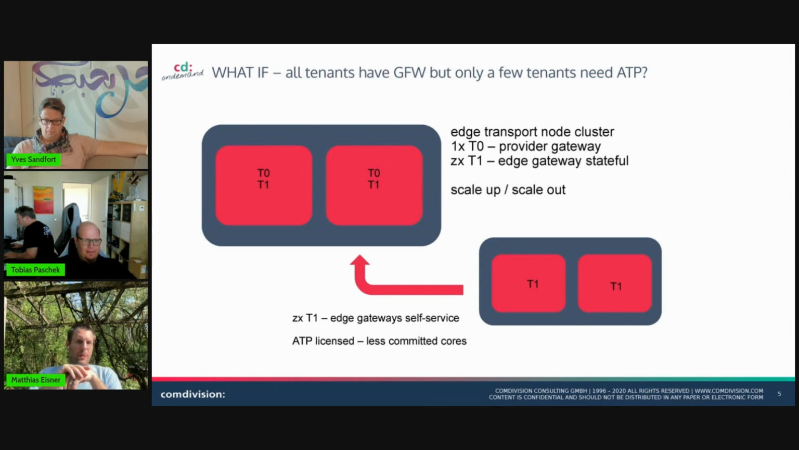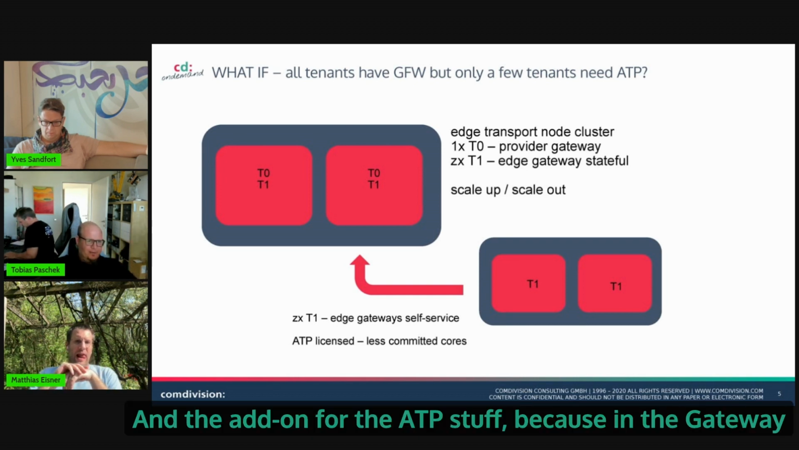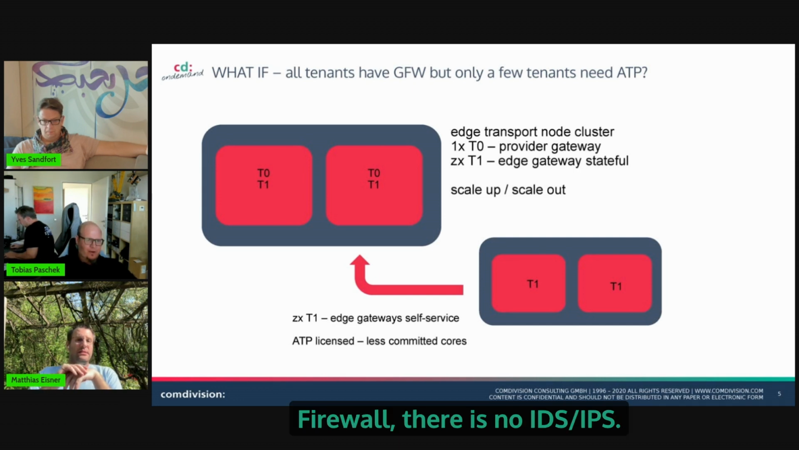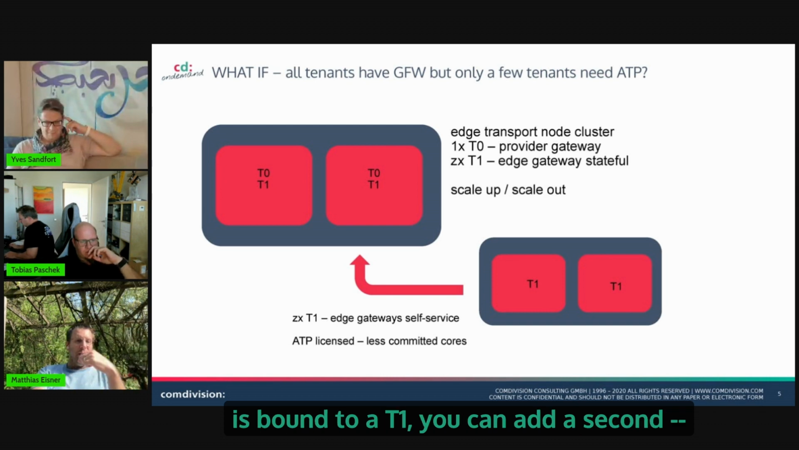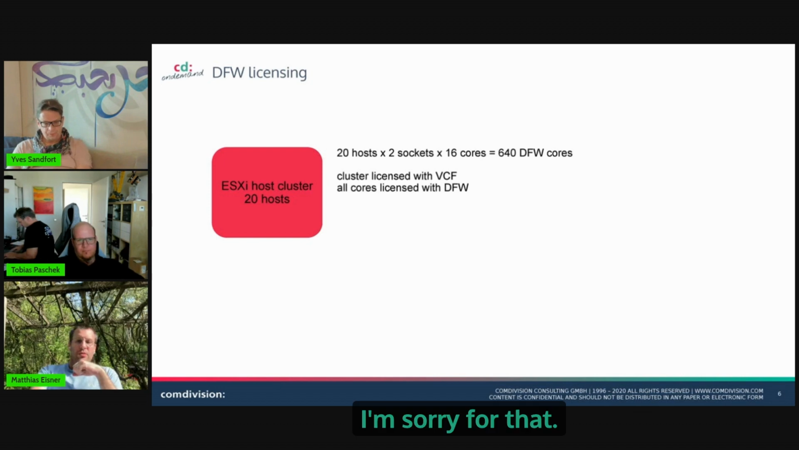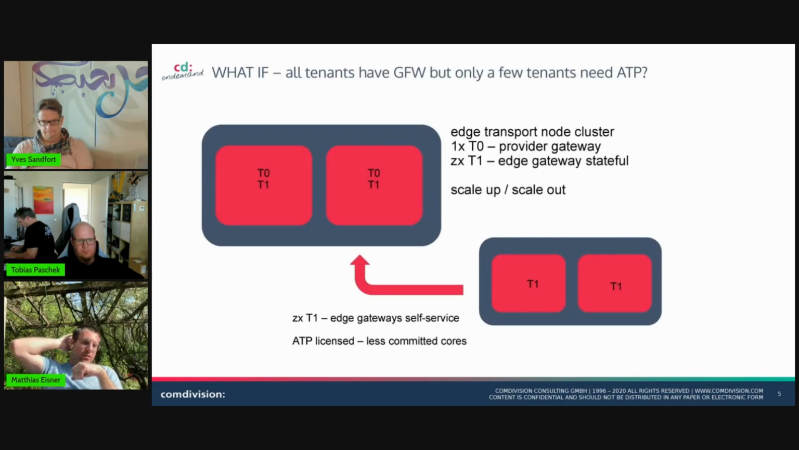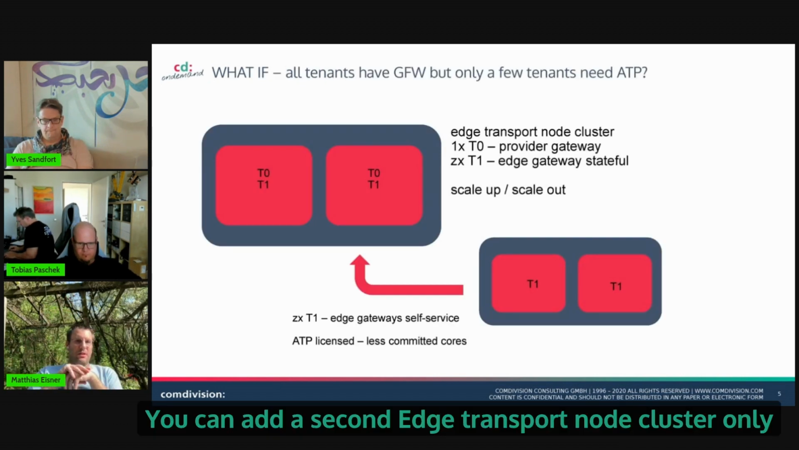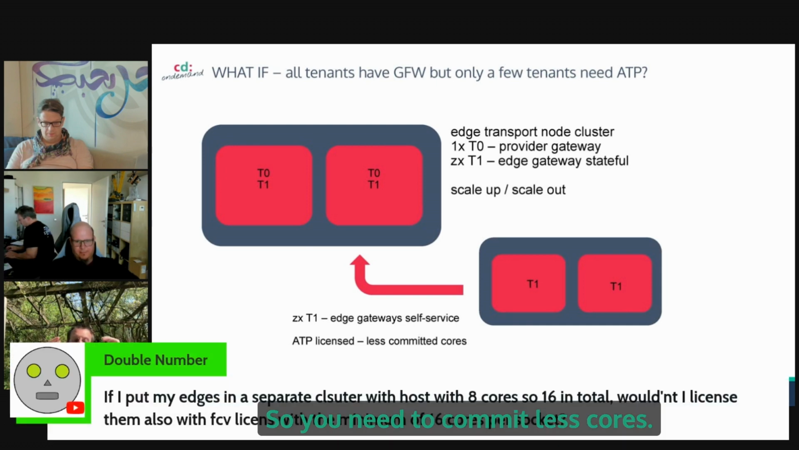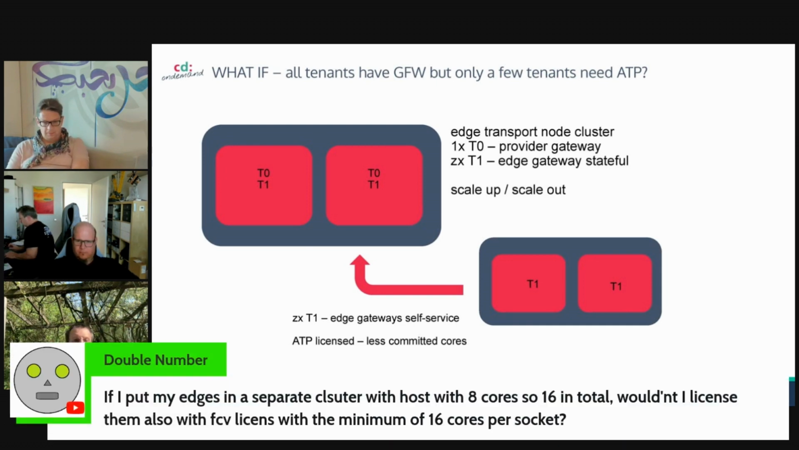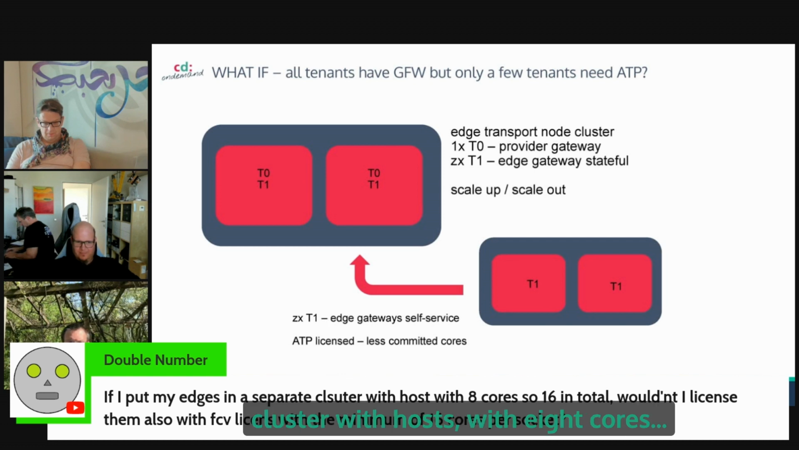Yep. And then you have the add-on for the ATP stuff, because in the Gateway Firewall there is no IDS/IPS. Exactly. So what you could do, because Gateway IDS/IPS is bound to a T1, you can add a second edge transport node cluster, only hosting edge gateways with ATP license. So you need to commit fewer cores, if I put these in a separate cluster with hosts with 8 cores.